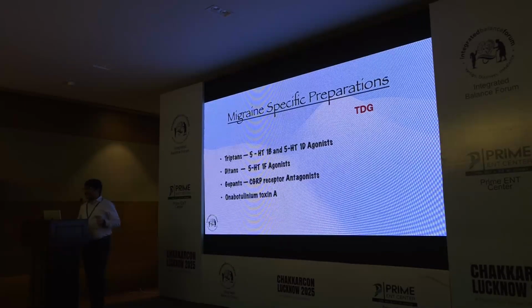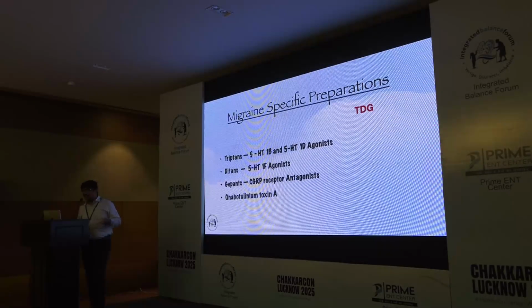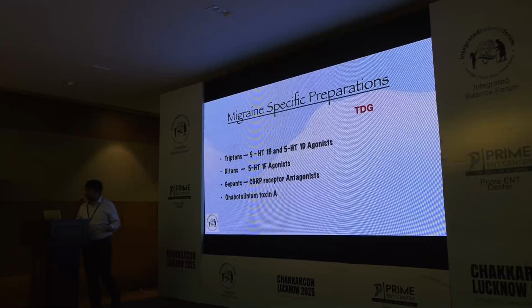Next are the migraine-specific preparations. We have three types: triptans, ditans, and gepants. Sumatriptan is a well-known triptan. The ditans are 5-HT1F agonists, and the gepants are CGRP antagonists. Also, of late I have been seeing many cases not responding even to CGRP antagonists, who are responding to botulinum toxin.